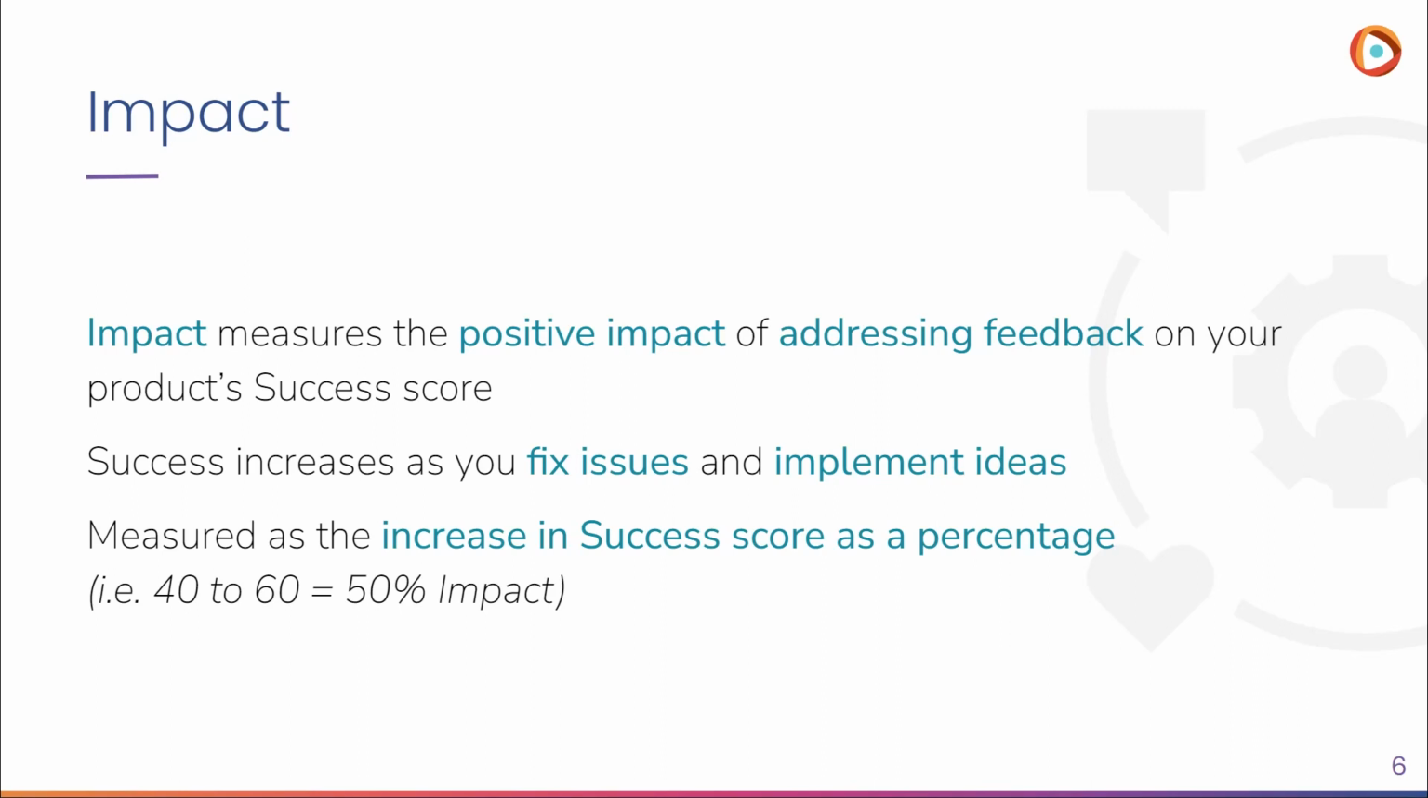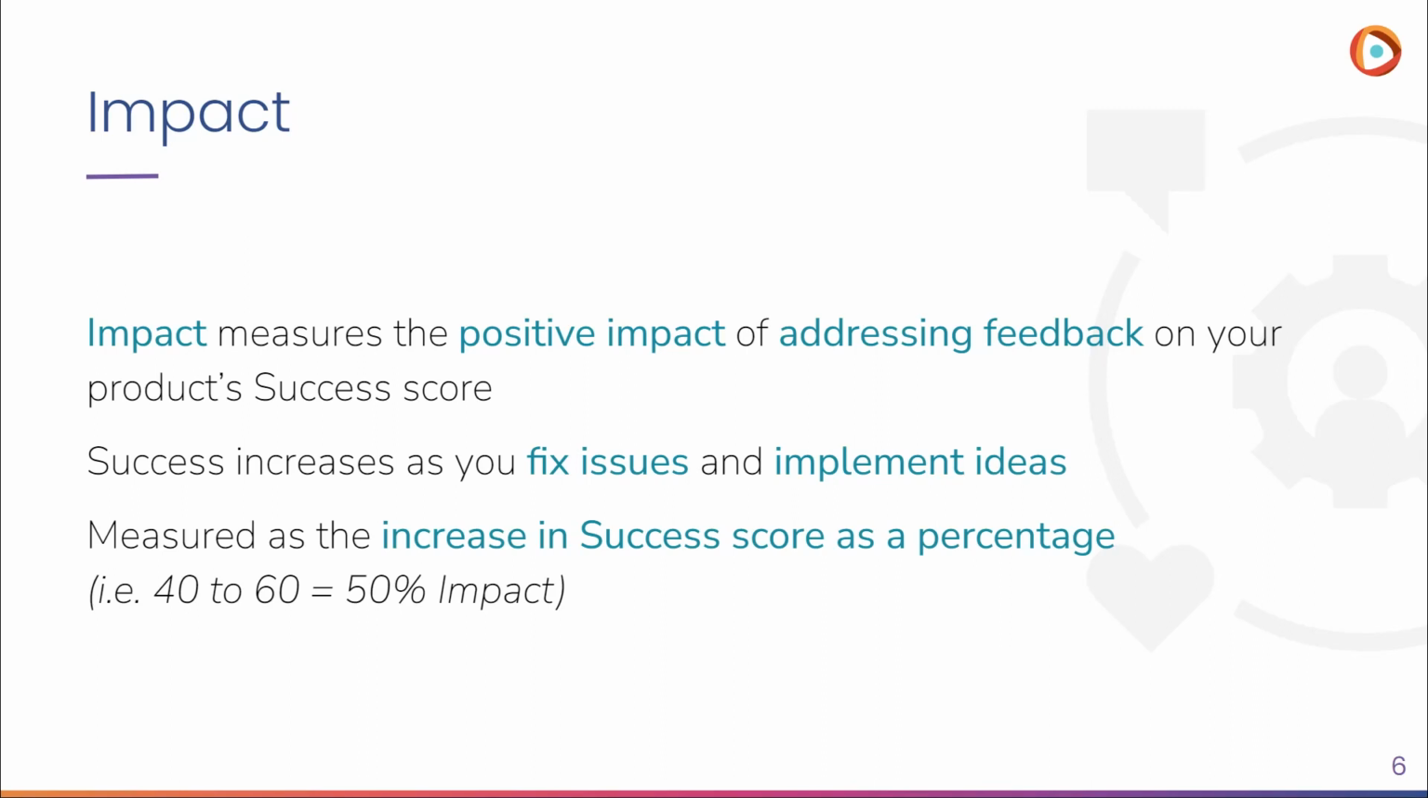So to give you an example, let's say we launched our project, we got our testers in, they gave us the feedback, and then we got a score of 40. That was our initial success score rating. Then we went through, we tackled some of those high impact issues and ideas, we fixed them, we said we're going to implement them, and now we're at a 60 success score. That would be a 50% test impact score.